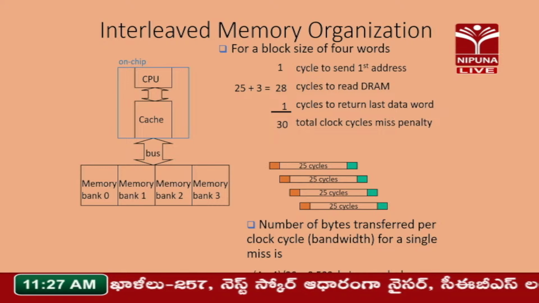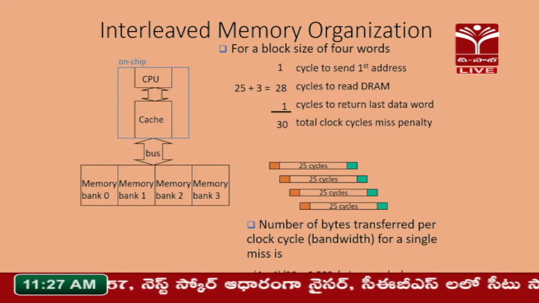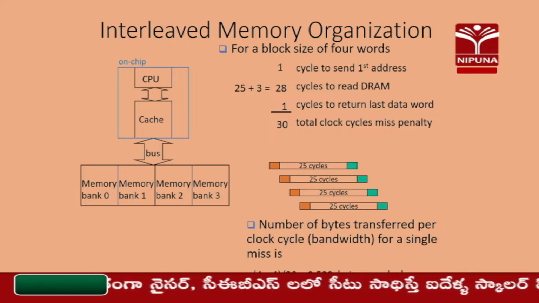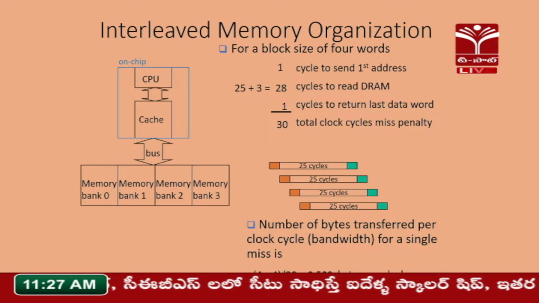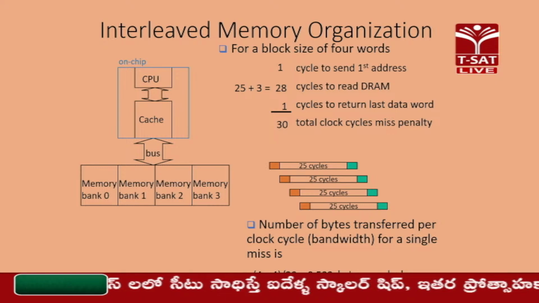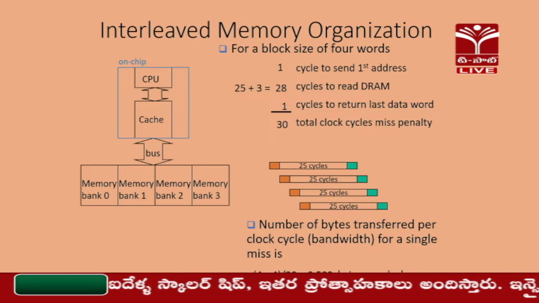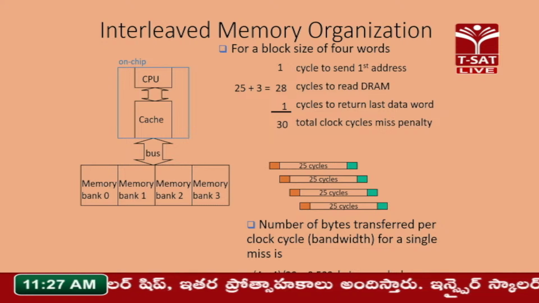So now if you see, 16 words or 16 bytes are transferred within 30 clock cycles, which means my throughput has increased to 0.533 bytes per clock cycle. Right. So it's a major improvement from 1.148 to 0.157 to 0.533 because of this interleaving.